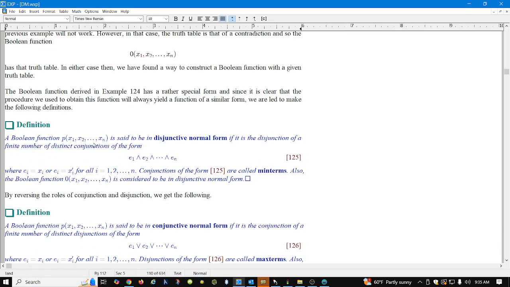A Boolean function is said to be in disjunctive normal form if it's the disjunction of a finite number of distinct conjunctions of this form. So all the conjunctions have the same number of variables, n variables. And the e's, so e sub i is either x sub i or x sub i prime.